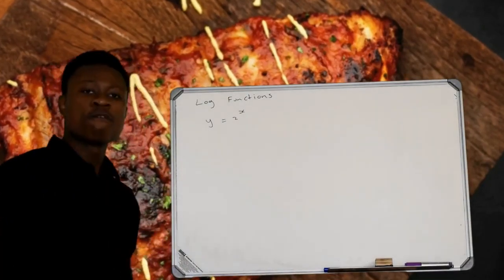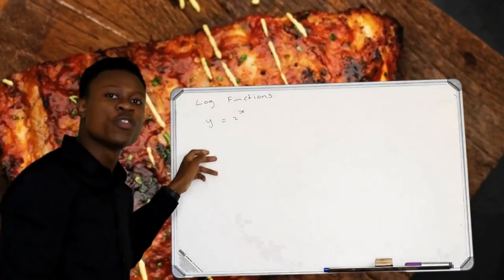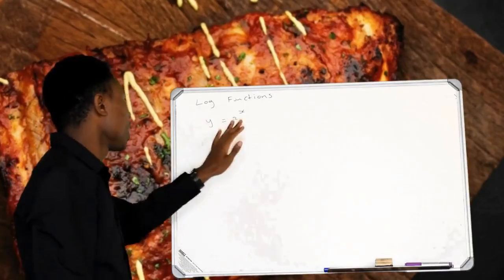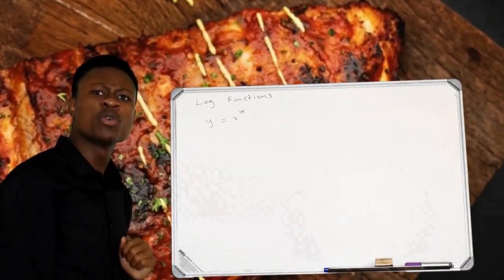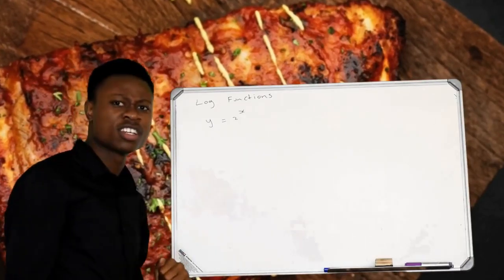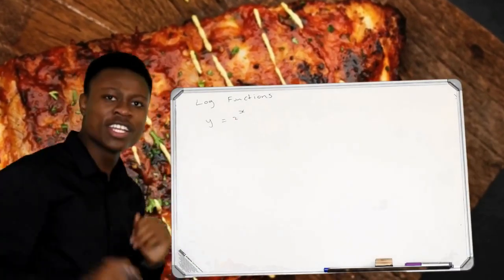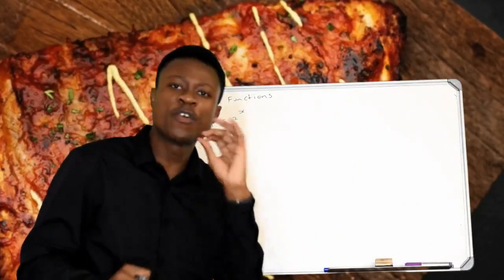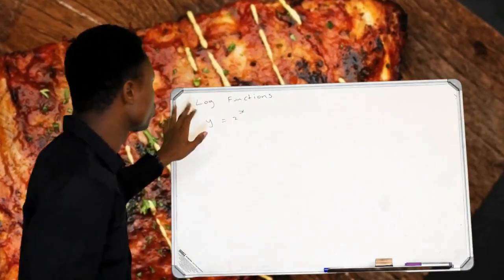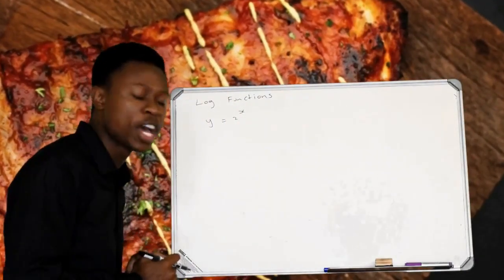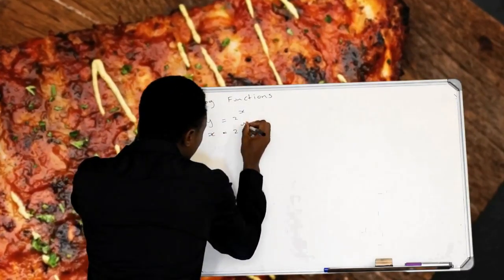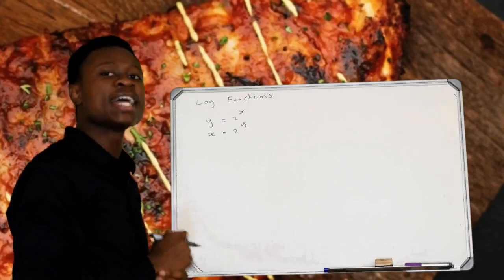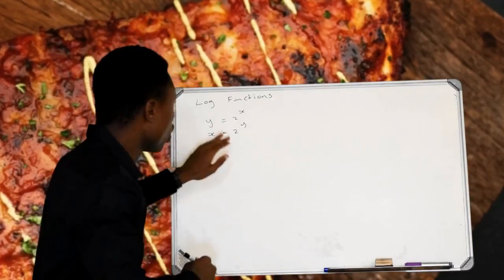And then they say find the inverse of this. They want the inverse of my exponential function. I'm like, what do you mean inverse? How do I get the inverse of this? But we follow the same steps. The first thing you need to do is swap the x and the y value. So this becomes x and that becomes y. But I can't leave it like this. So this is where logs come into play.